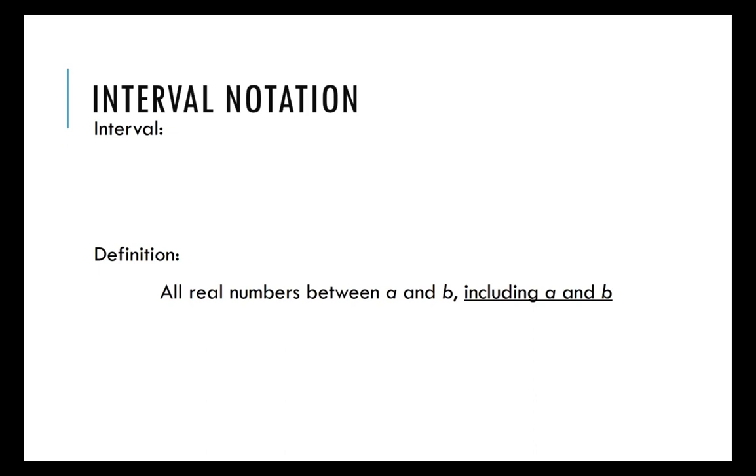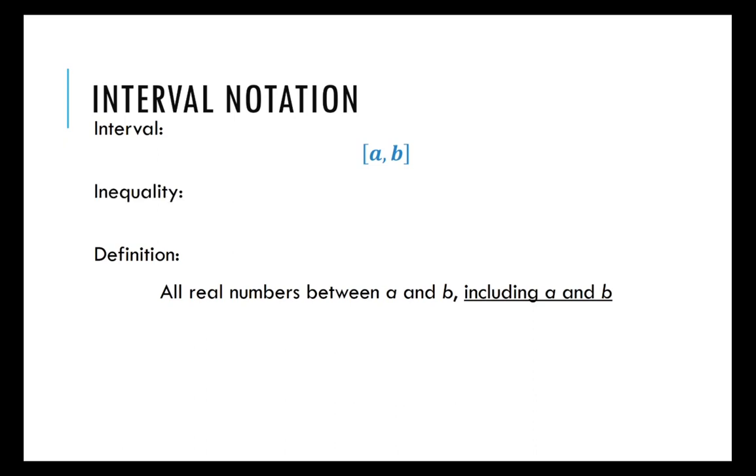The way we're going to write the interval, we're either going to use a parentheses or a bracket to indicate including or not including. Parentheses will mean not include, a square bracket will mean include. And so the interval here is including a and b. It's going to be square bracket a up to b, square bracket. And that means exactly what's written here. All real numbers between a and b, including a and b.